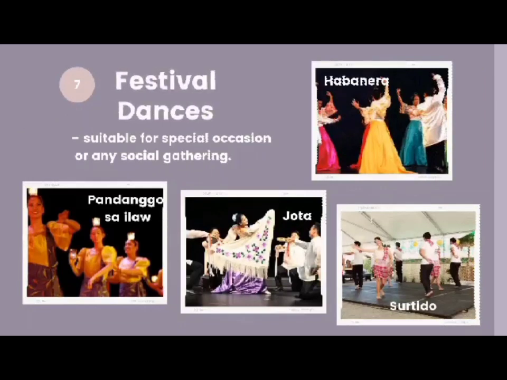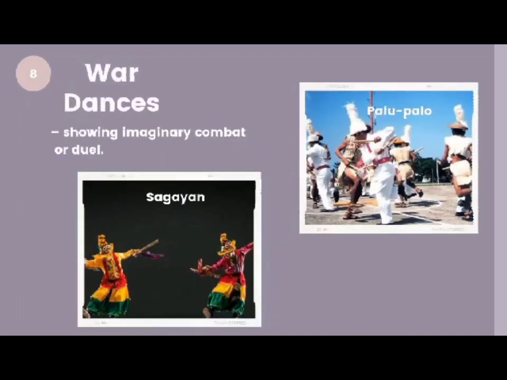Number 7. Festival dances. It is suitable for special occasion or any social gathering, and it is performed in connection with celebrating a fest, a barrio fiesta, good harvest, and good future. Examples are pandango, habanera, jota, sortedo. And the last one is war dances. It is intended to show imaginary combat or duel with the use of fighting implements like bolo or spear. Examples are sagayan and palo-palo.